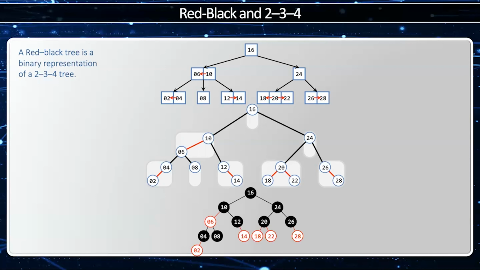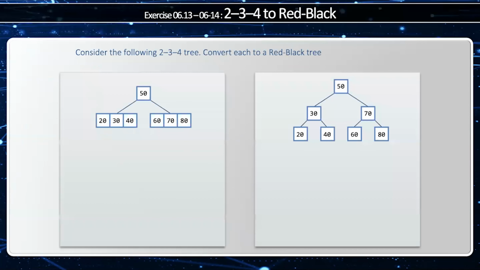Now, one of the rules is every 2, 3, 4 node has exactly one black node. And then if there is more than one node in the 2, 3, 4 node, then there's going to be a red node in the red-black tree corresponding to it. Okay, let's see how that works. On the left here, I have a 2, 3, 4 tree. And there must be at least one black node for every 2, 3, 4 node, and the other ones must be red.